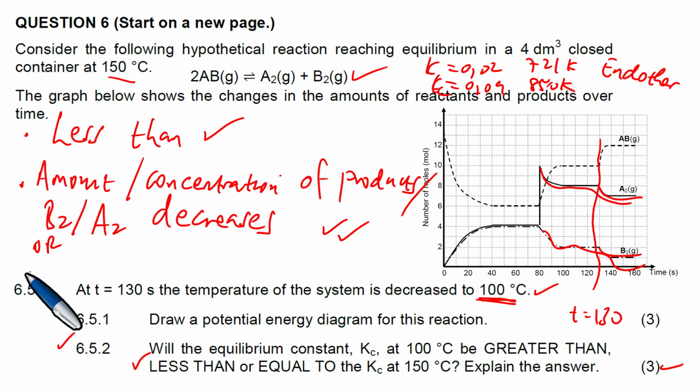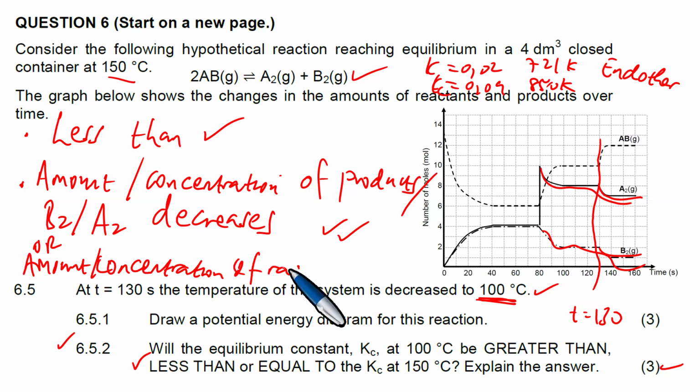The amount of concentration of reactants. Okay, I want to write something else. Just a sec. There are many ways to write this. So you can always say amount or concentration of reactants, which is AB, increases. We can see that the AB increases, and it means that the reactant increases when the products tend to decrease there.